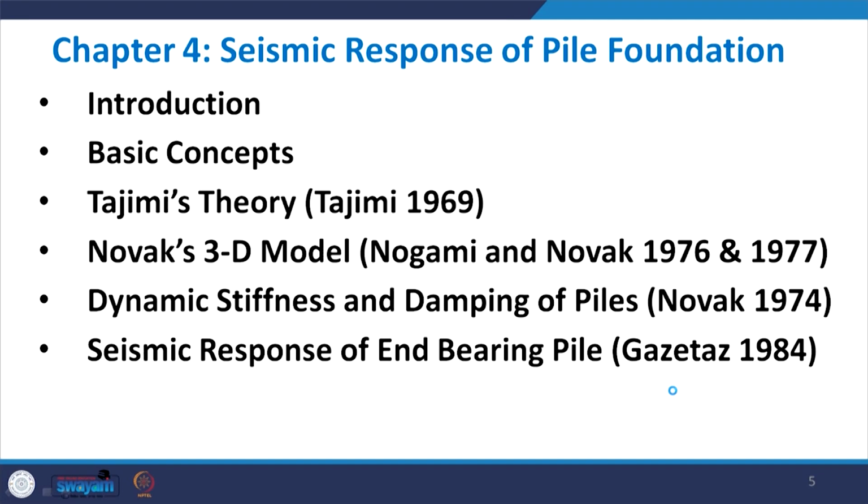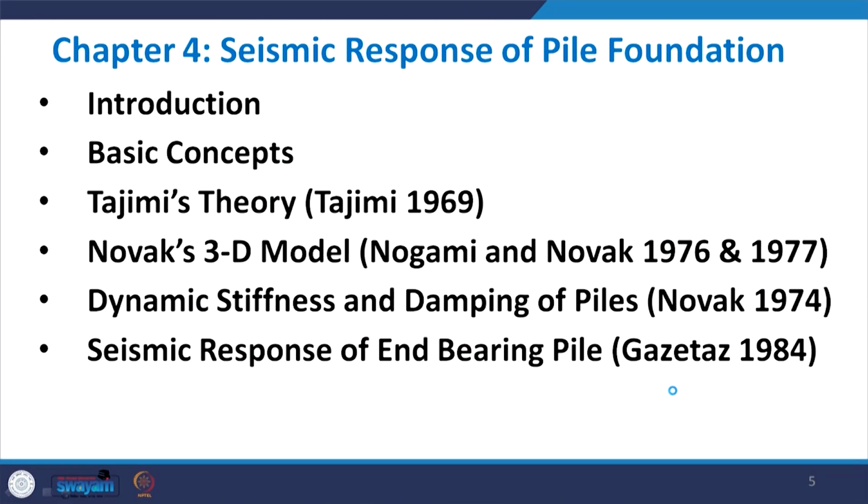Then we are going to discuss the first theory on pile dynamics, the continuum Seismic theory in 1969, and later Novak's 3D model, Nogami and Novak 1976, and another publication in 1977 with Novak and Nogami. Novak is considered to be the father in the world of pile dynamics. So, we are going to talk about his paper, Novak 1974, on dynamic stiffness and damping of piles, which means pile groups are also considered in that.